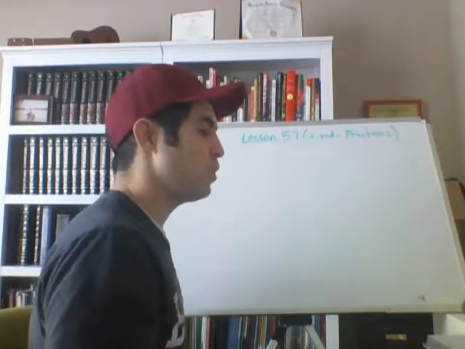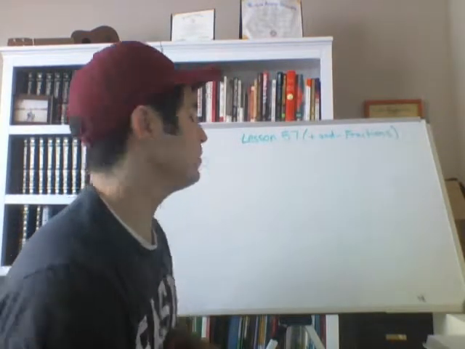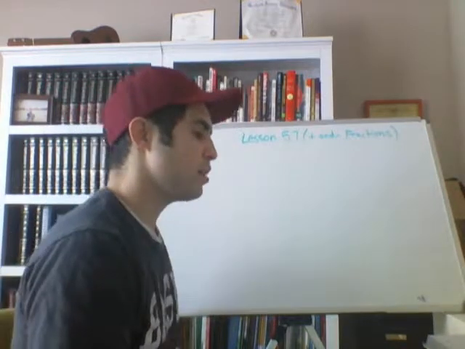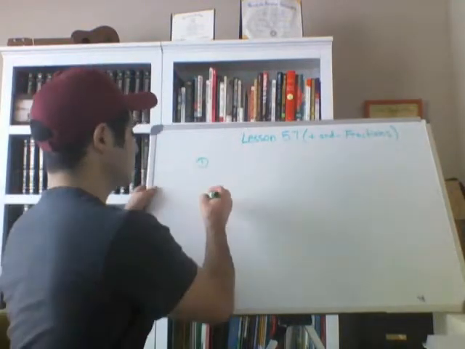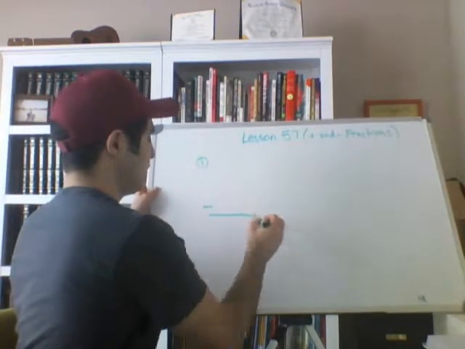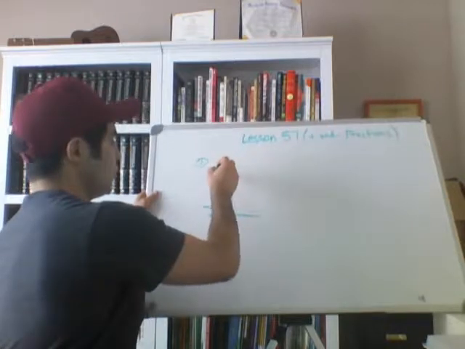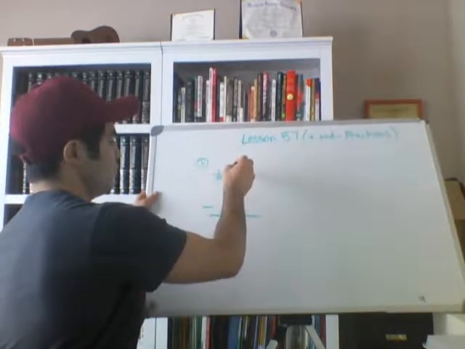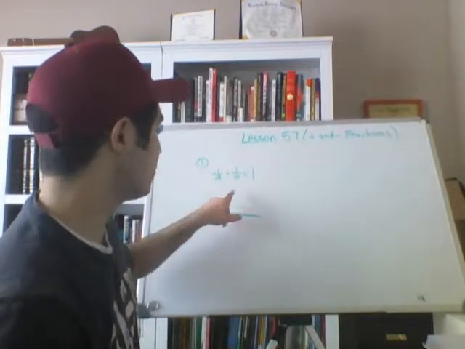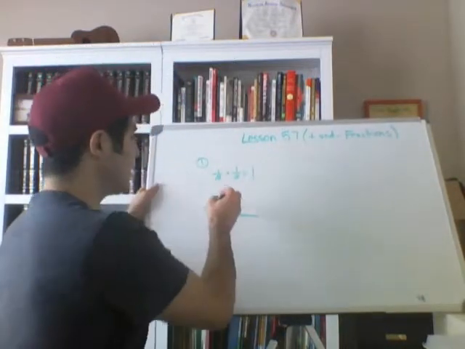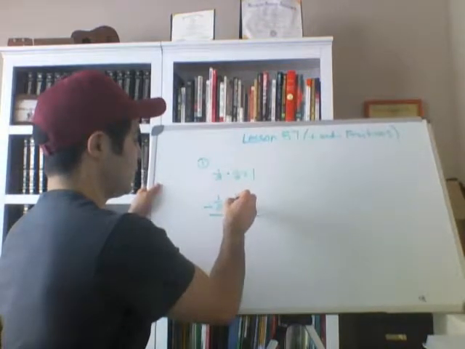Alright, number 1 from your homework says, what is the difference between the sum of 1/2 and 1/2 and the product of 1/2 and 1/2? So we've got to find the difference, which is a subtraction problem. And we're finding the difference between 1/2 plus 1/2, which we know equals 1, and the product of 1/2 and 1/2. And product means multiply. So what's 1/2 times 1/2?